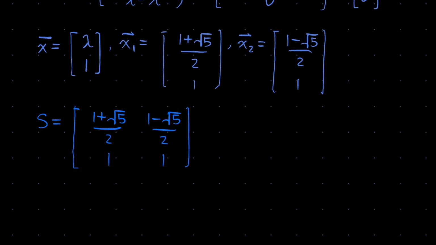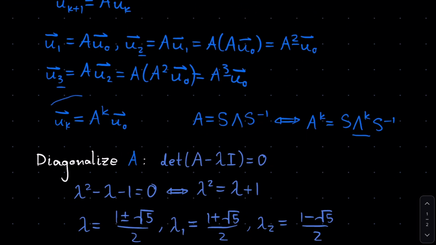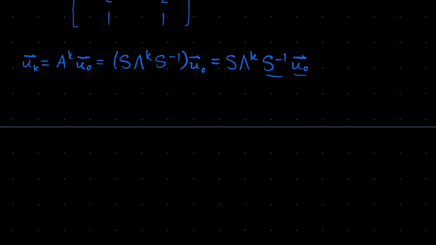Nice. And now what do we have here? Well, we have S and we have lambda known. And so we have to calculate what S inverse is. Let's first notice what we have by directly substituting A to the kth power over here. Well, u of k is equal to A to the k u naught, which is equal to S lambda to the k S inverse u naught. And we can directly calculate this, right? Alright, fantastic. So we need to calculate what S inverse u naught is.